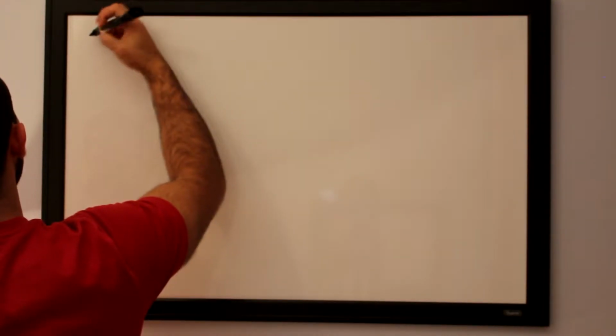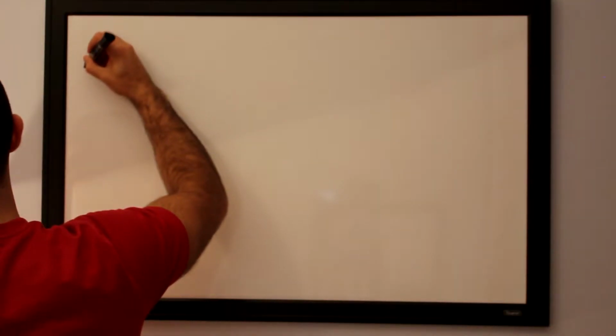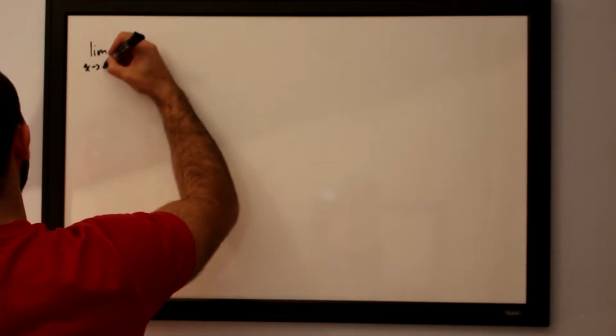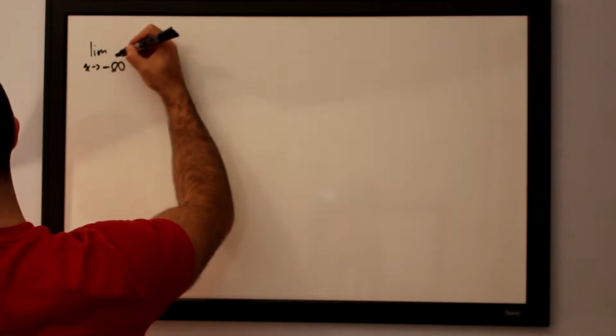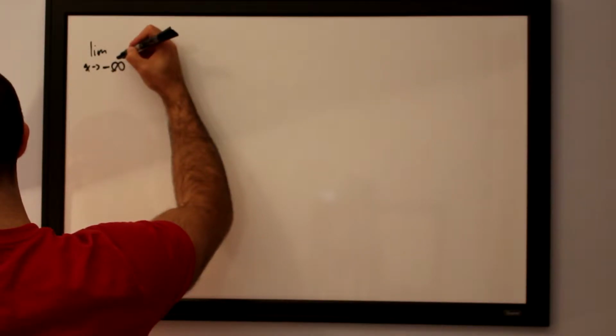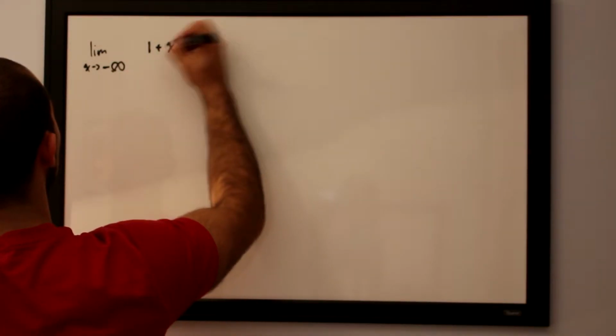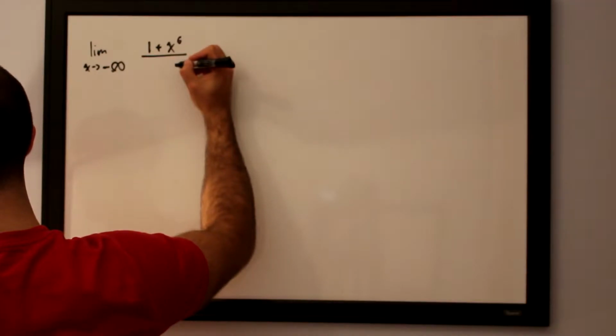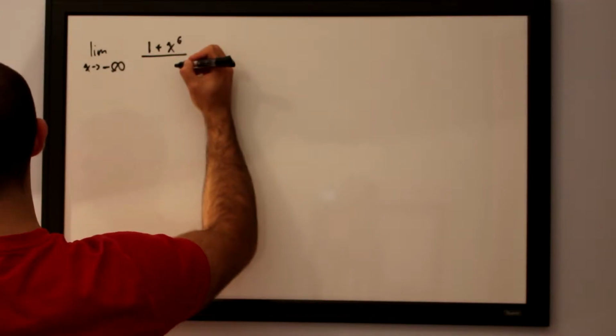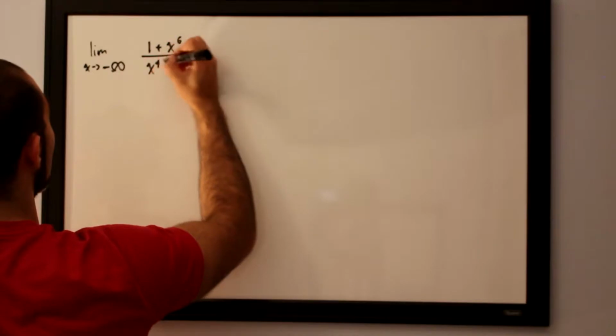Take the limit as x approaches negative infinity, as opposed to positive infinity, of 1 plus x to the 6th divided by x to the 4th plus 1.